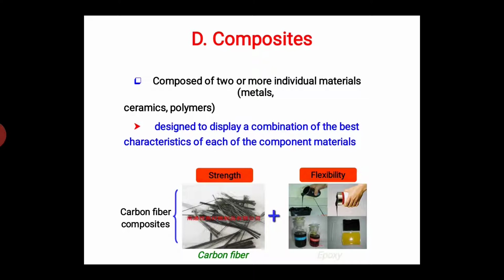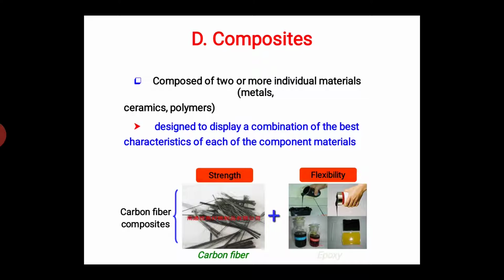Okay, then next is the composites. In the brief introduction we have already studied that composites are made up of metal, ceramic and polymer. A composite is a combination of two or more individual materials among metal, ceramic and polymer. It has large applications in the engineering industry, because composites have a large range of properties from the combination of metal, ceramic and polymer. They are designed to display a combination of the best characteristics of each of the component materials.